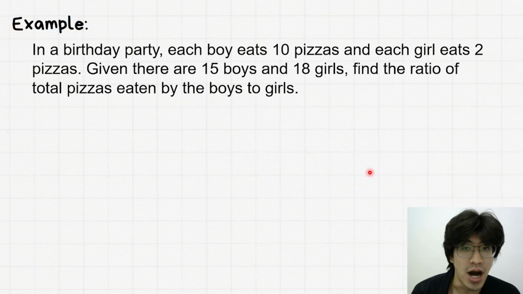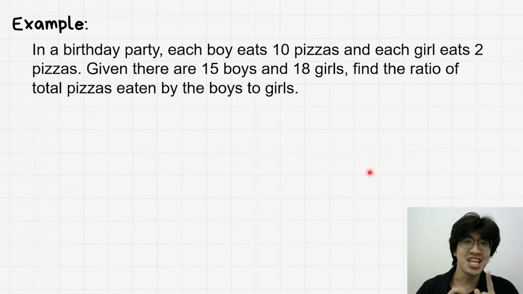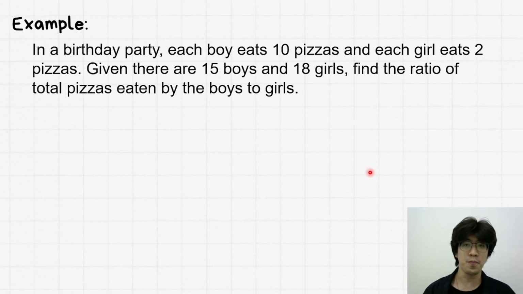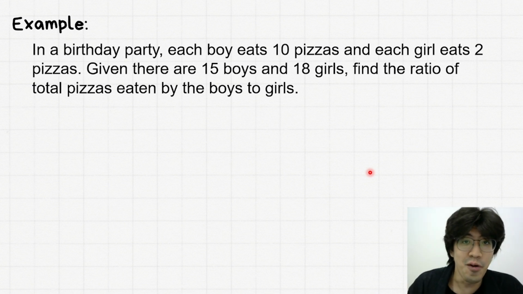In a birthday party, each boy eats 10 pizzas. Now that's a lot. And each girl eats only 2 pizzas. And given there are 15 boys and 18 girls, find the ratio of total pizzas eaten by the boys to the girls. Now this is a very simple example.